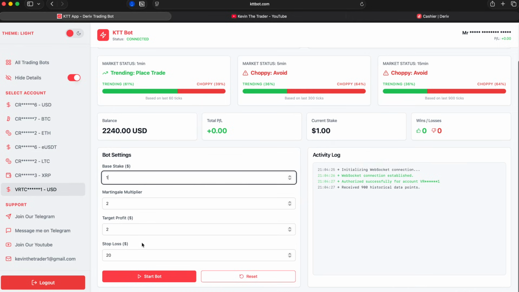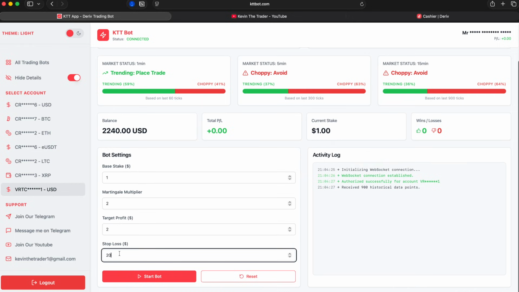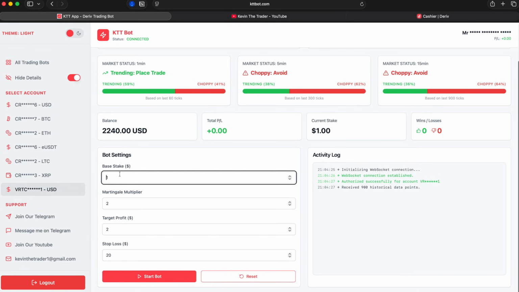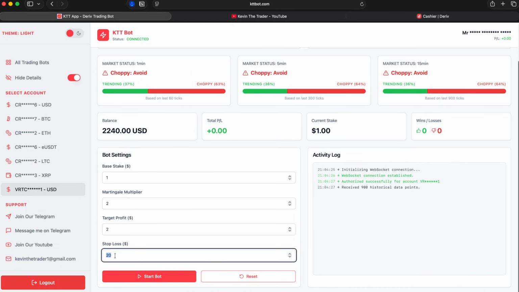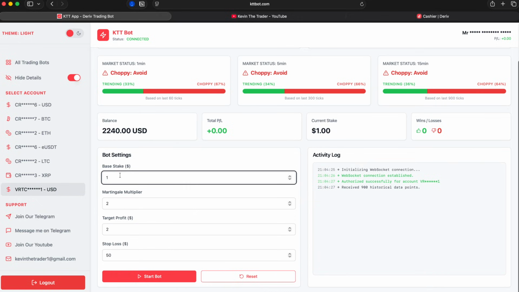Different traders use different stakes. My stop loss is the amount that I can afford to lose. This is my stop loss. So my base stake should be at least 0.5% to 10% of this amount. If here is 50, then your base stake at 10% of 50 would be $5.